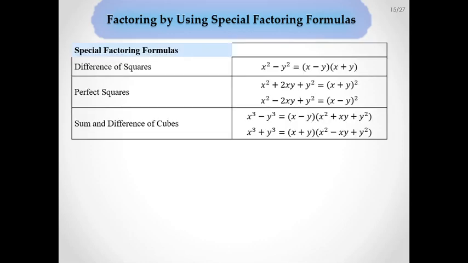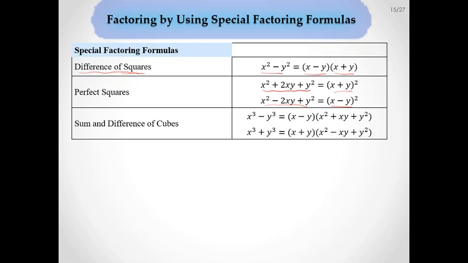Now, factoring by using special factoring formulas. We have some special factoring formulas that we can use. They will make shortcuts for us. So the difference of squares is this one here: x squared minus y squared can be written as x minus y times x plus y. And x squared plus 2xy plus y squared we can write as x plus y squared. And x squared minus 2xy plus y squared can be written as x minus y squared.